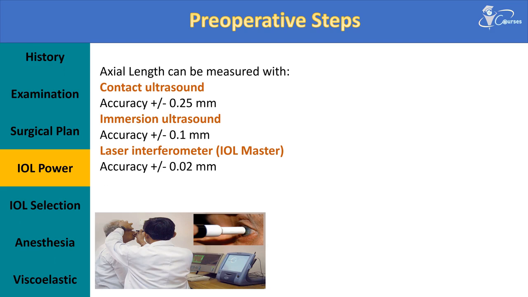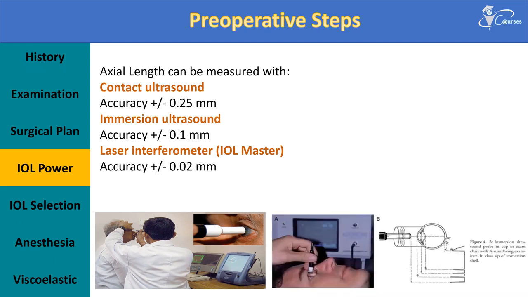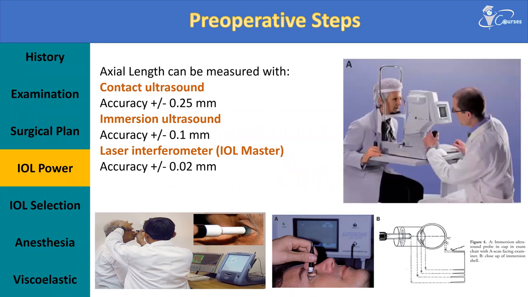Another method is called the immersion ultrasound. We put the ultrasound probe within a cup filled with saline, so there is no touch between the probe and the cornea, as you can see here. So it will be more accurate, and the standard deviation of error can be only 0.1 millimeter increasing or decreasing. The most accurate are the devices based on the laser interferometry principle, such as the IOL Master. They have the most accuracy.